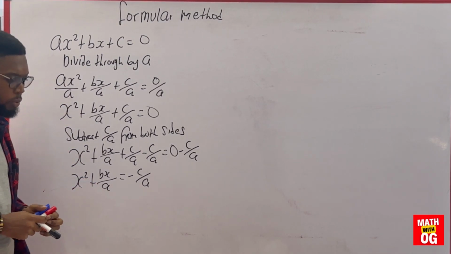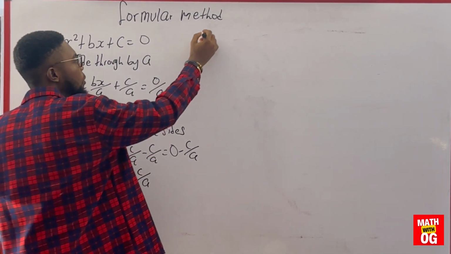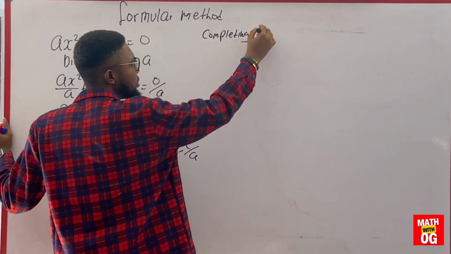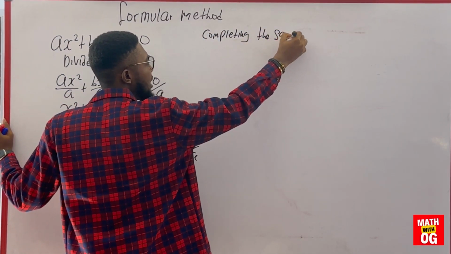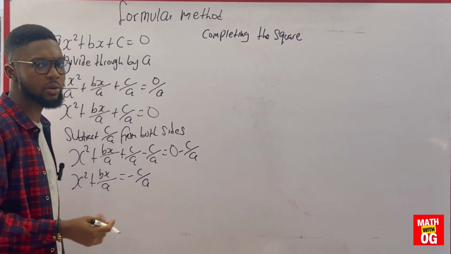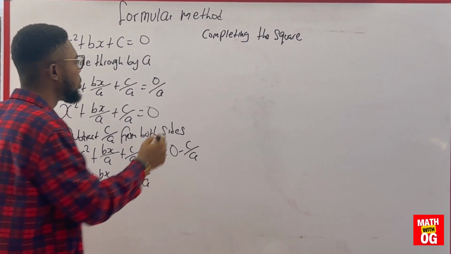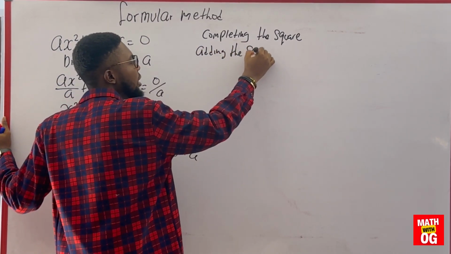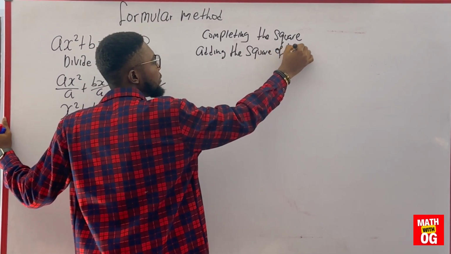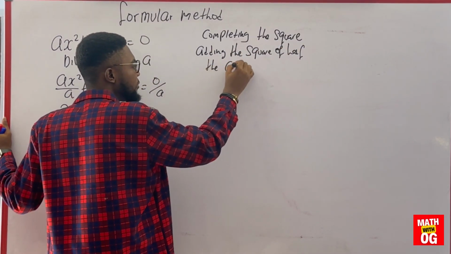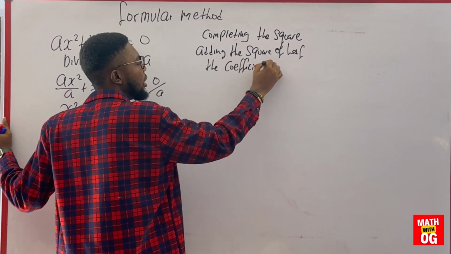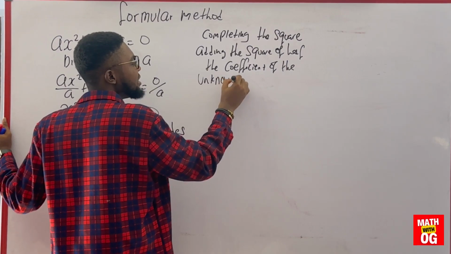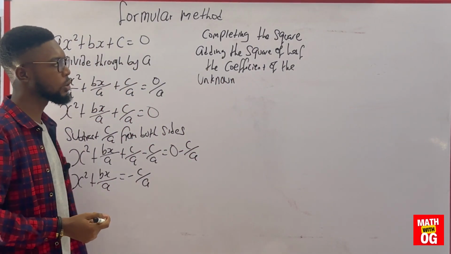Now, when you get to this step, we now apply what we call completing the square, which is very important for you to learn as a mathematics student. Completing the square, because you are going to be applying this in other fields of mathematics. How do you complete the square? You complete the square by simply adding the square of half the coefficient of the unknown.